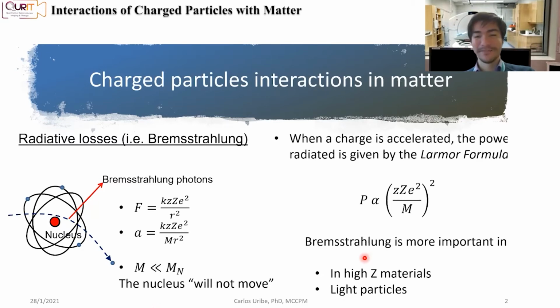Again, for Bremsstrahlung, if you have a higher Z material, higher capital Z, you're going to have more protons here. That acceleration is going to be higher, and then of course you're going to have more emission because of it. And for light particles, if this mass is lower, then this P is going to be higher.